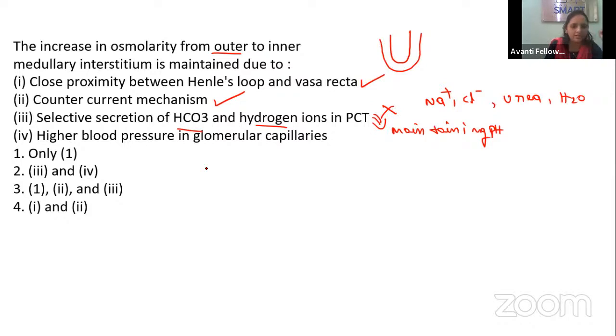Then the fourth statement: high blood pressure in the glomerular capillaries. No. The high blood pressure in the glomerular capillaries is involved in the filtration of blood in the Bowman's capsule. So it is not involved in maintaining the osmolarity. It is present in the cortex region, so it is not involved in maintaining the osmolarity in the medullary interstitial fluid. It is involved in the filtration.